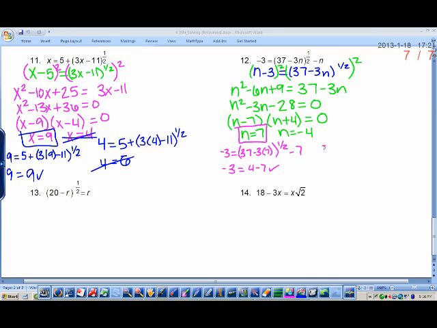Let's try n equals negative 4. I want to see, does negative 3 equal (37 minus 3 times negative 4) to the 1/2 power minus negative 4? Okay, negative 3 times negative 4 is positive 12, so 37 plus 12 is 49. The square root of 49 is 7, but this minus minus turns into a plus. So negative 3 does not equal 7 plus 4, so n does not equal negative 4.